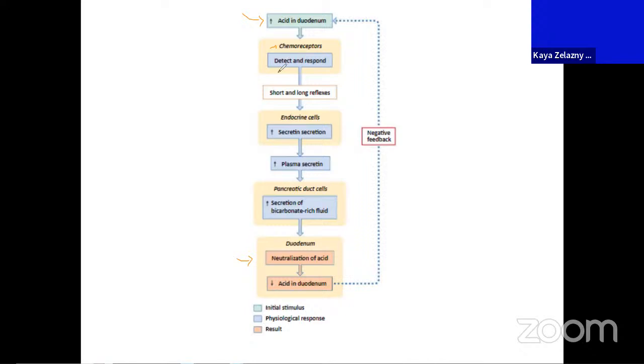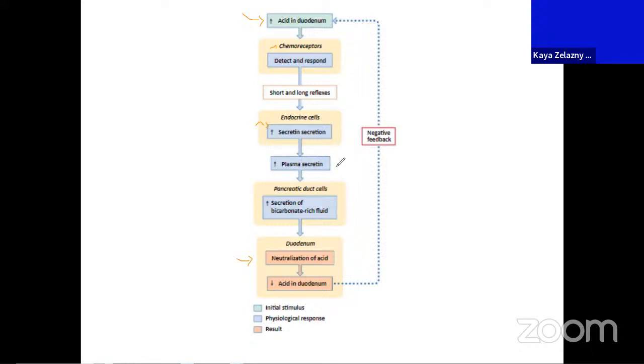So we're going to detect and respond. Some of these signals are kind of local. Some of them loop farther. So we have both short and long reflexes here. For our purposes, don't worry too much about the difference between short and long reflexes. If someone else tells you different in the future, come back and tell me and we can go into them in more detail. But we want to understand our general picture here. Okay, so we got these reflexes. They're telling your endocrine cells to make secretin.